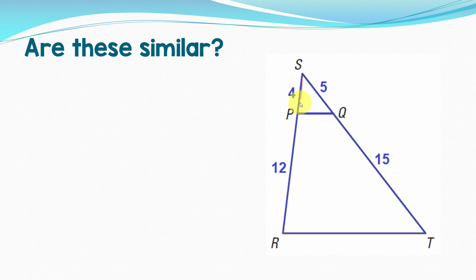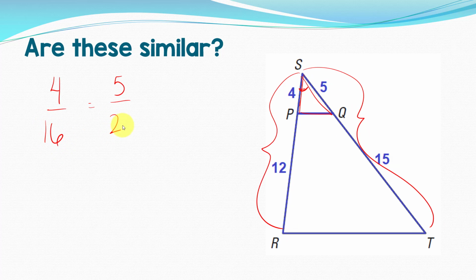Okay, same thing here. We got a little triangle, and they have a shared angle, so the angles are fine. We just need to compare 4 and 5 to this side, 16, and this side, 20. All right, these look pretty easy to reduce, so I'm going to say this is the same thing as 1 over 4. 4 times 4 is 16. And this one is the same as 1 over 4. So this checks out, 1/4 and 1/4.